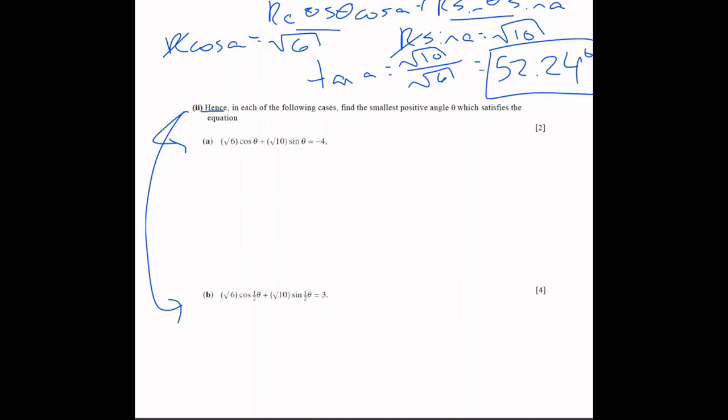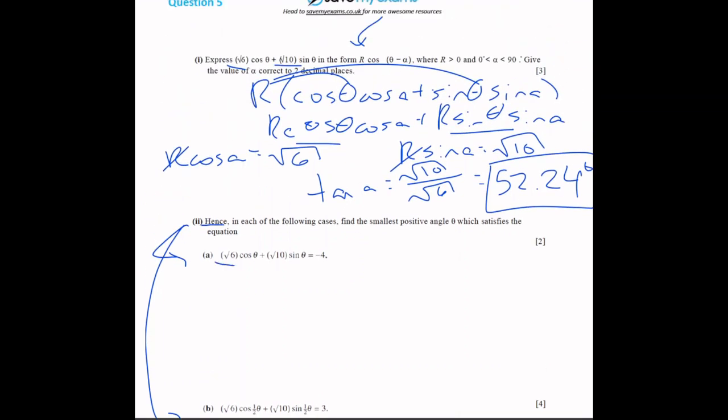So we need to find the smallest theta which satisfies the equation. All of this right here is equal to -4. So I know my r cosine(theta minus alpha) is equal to -4. But first, I need my r. They didn't tell me to find that, so now I need to find it on my own, and only for 2 marks. So I'm going to plug my alpha back into this one.